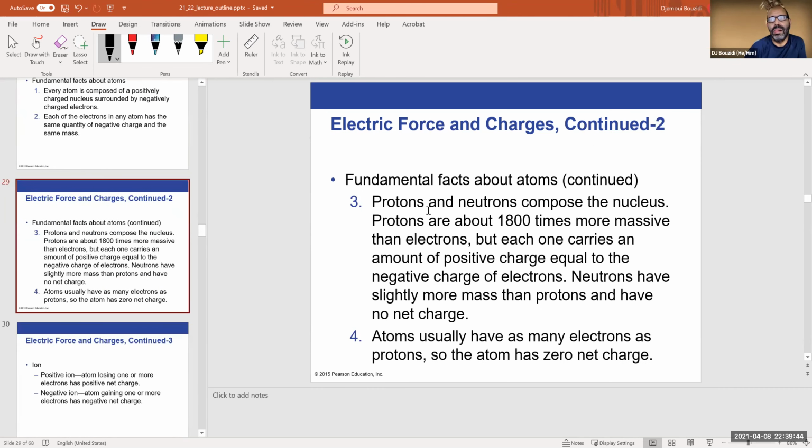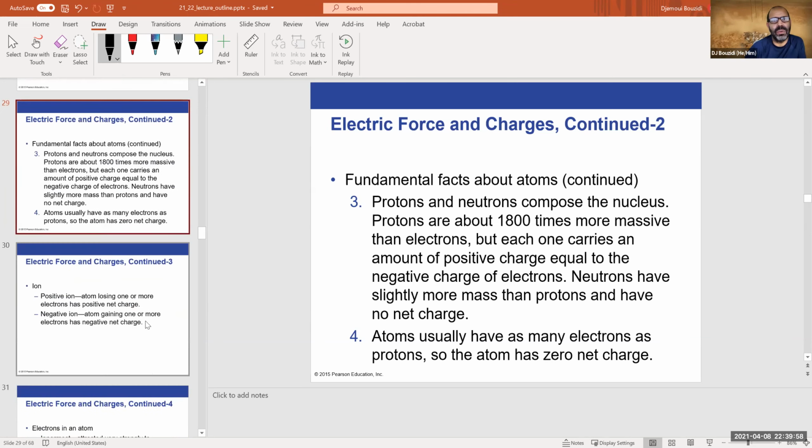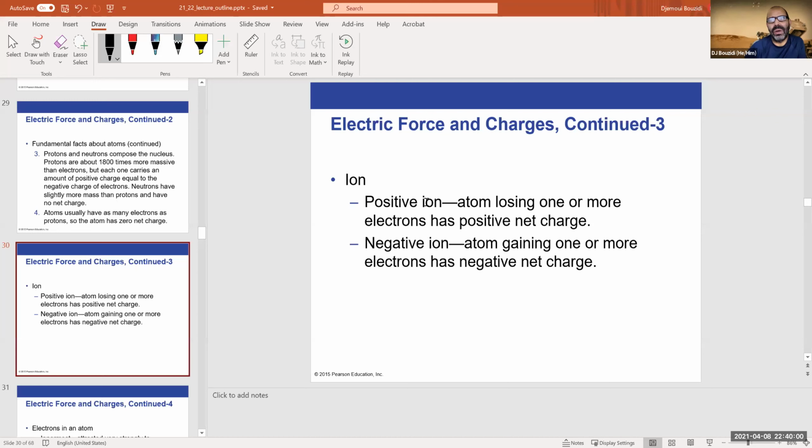Okay. So protons and neutrons compose the nucleus, and each proton is about 1,800 times more massive than the electron, but each carries exactly the same amount of charge. So atoms usually have as many electrons as protons, so on average they have 0 net charge. Ions, on the other hand, have a net positive or negative charge. If an atom loses 1 electron or more, then it becomes positively charged. If an ion gains 1 or more electrons, then it becomes negatively charged.